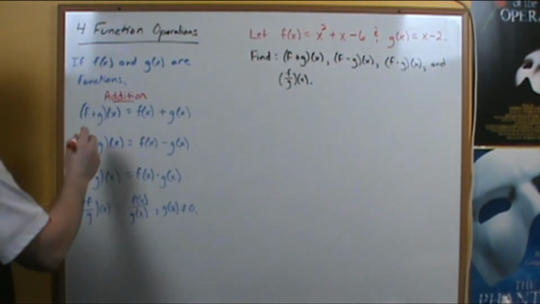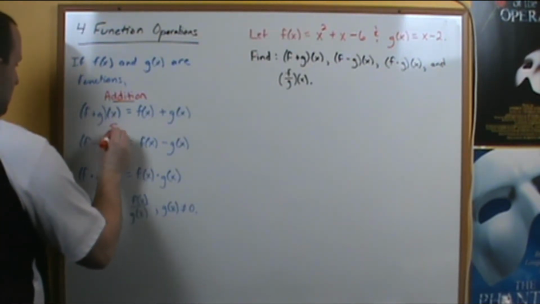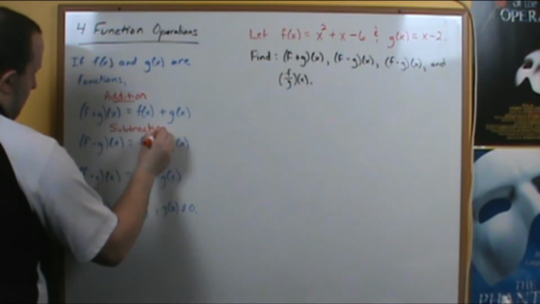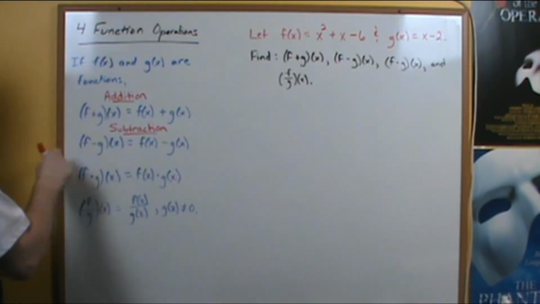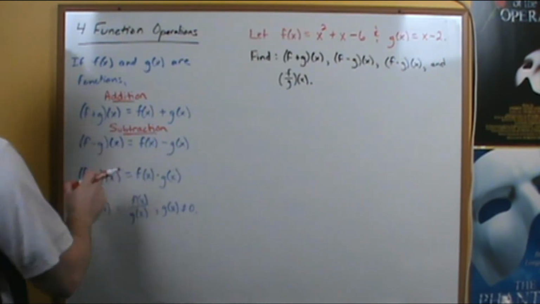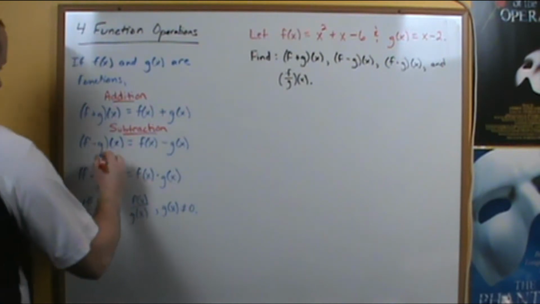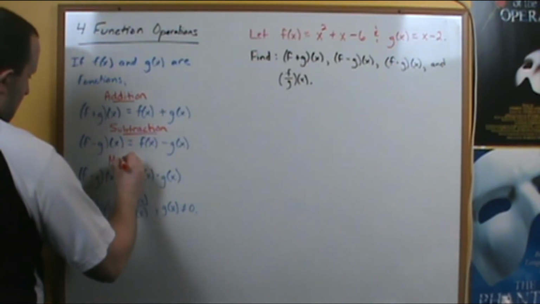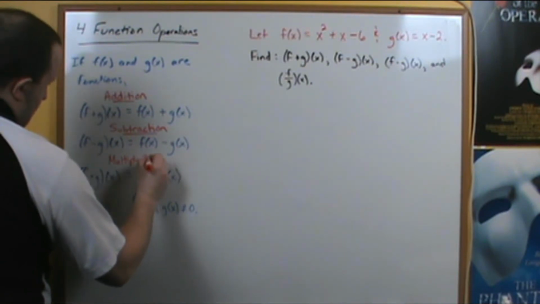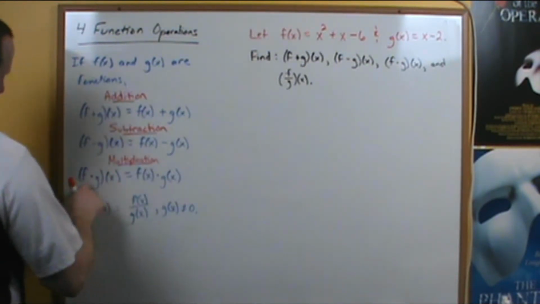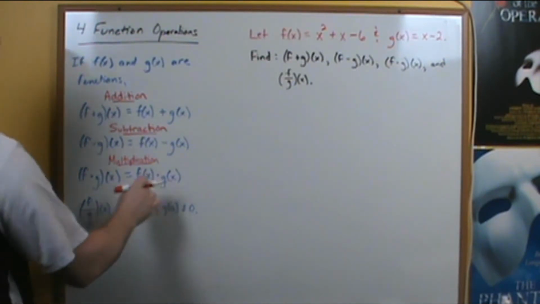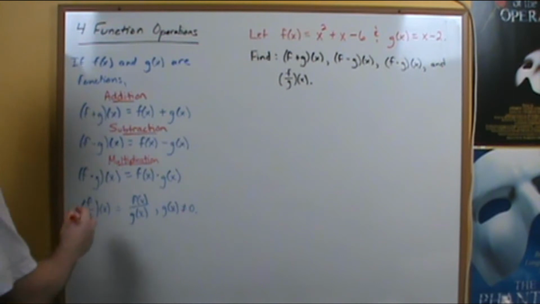We have function subtraction, and that's when we subtract one function from another, f minus g of x, that's f of x minus g of x. We have function multiplication, that's when we take two functions f and g and multiply them together and we get f of x times g of x. And we have function division.